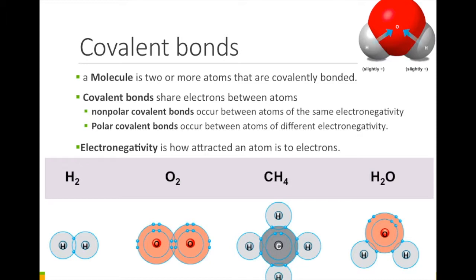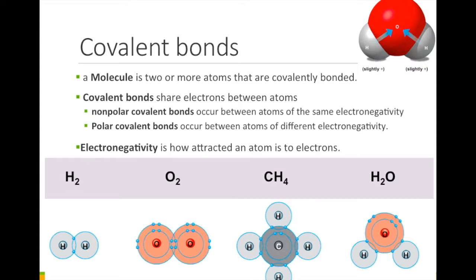Carbon and hydrogen also have about the same electronegativity. So the molecule of methane, second from the right, which has one carbon sharing with 4 hydrogens, is also nonpolar. A polar covalent bond forms if the electronegativities are different.